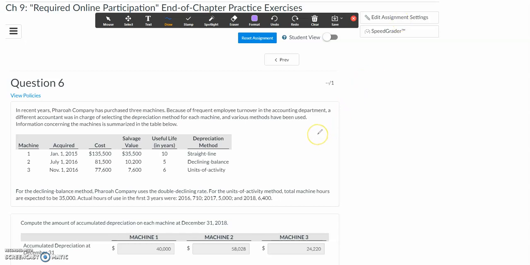So in this example, we have a company that had used 3 different methods over time for recording their depreciation. And really, a company should be using the same method consistently year over year. However, for demonstration purposes, we have this company that has 3 different methods.